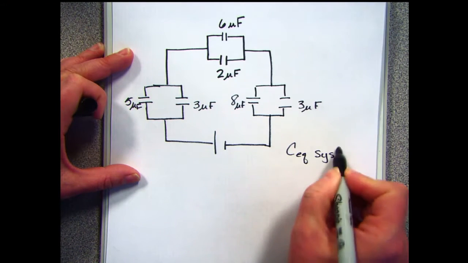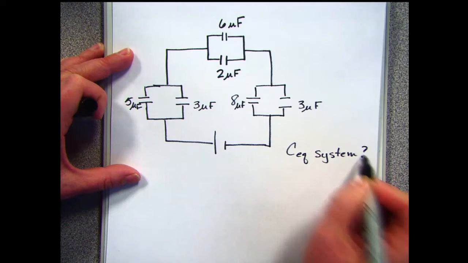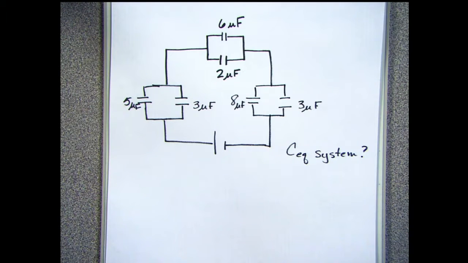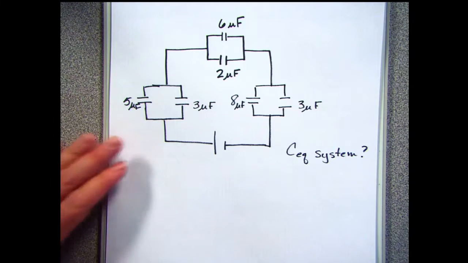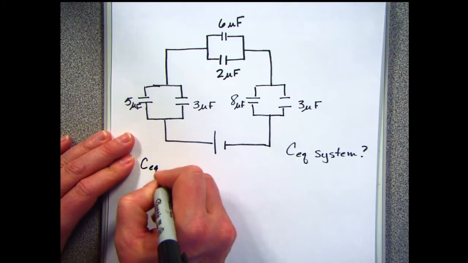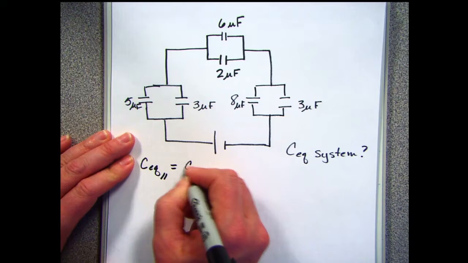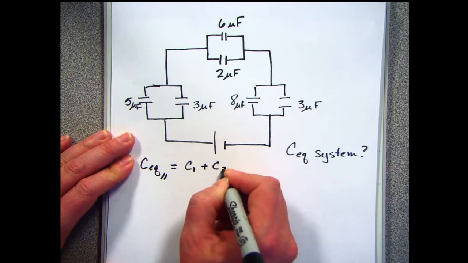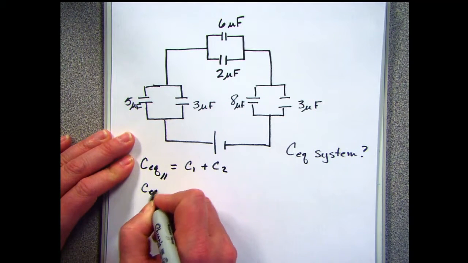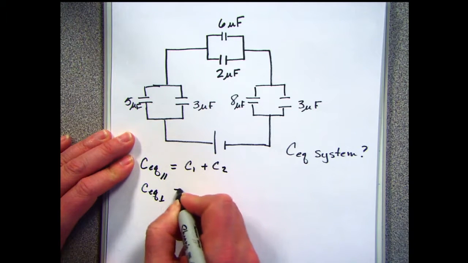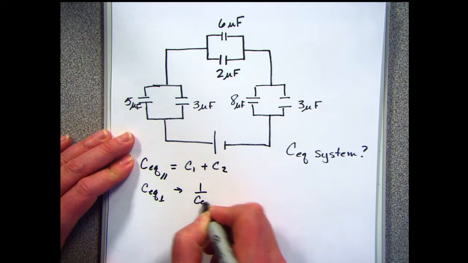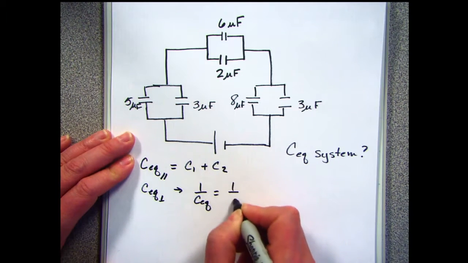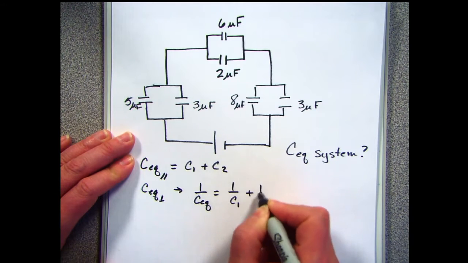Okay, remember that C equivalent, if I'm in parallel, is just the sum of the different capacitors. C equivalent, if in series, goes as 1 over C EQ is equal to 1 over C1 plus 1 over C2. I said perpendicular, but that's not perpendicular, that's in series. So those are the two equations that I'm going to use.